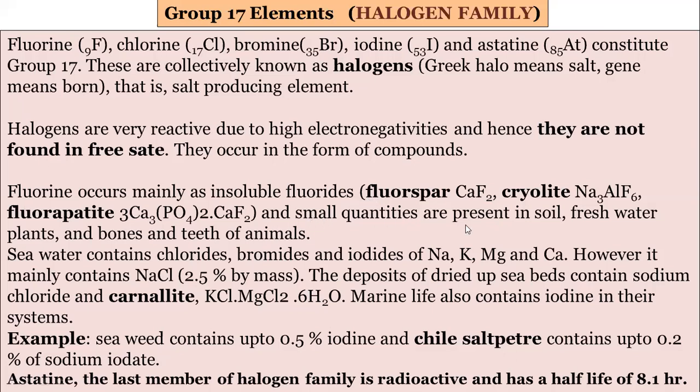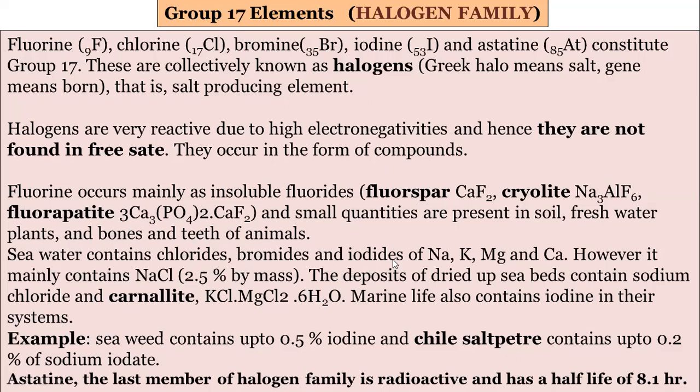And small quantities are present in soil, freshwater, plants, and bones and teeth of animals. So this is the occurrence of fluorine, where fluorine can be found. So fluorine always occurs mainly as insoluble fluorides in fluorospar, then cryolite. So it is expected to remember the name and the formula. Remember, from the student point of view, it is expected to remember the formula and name of the fluorine ores.